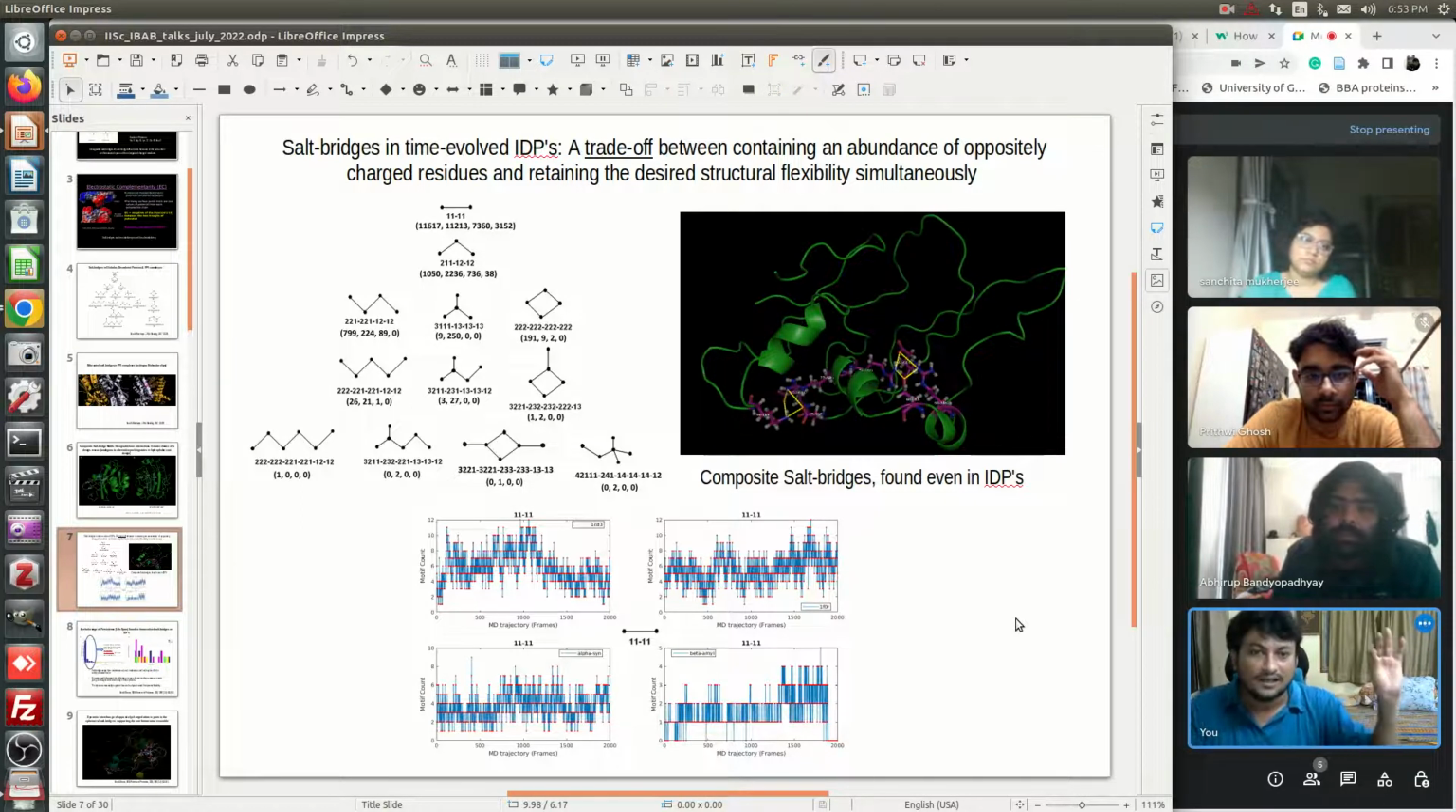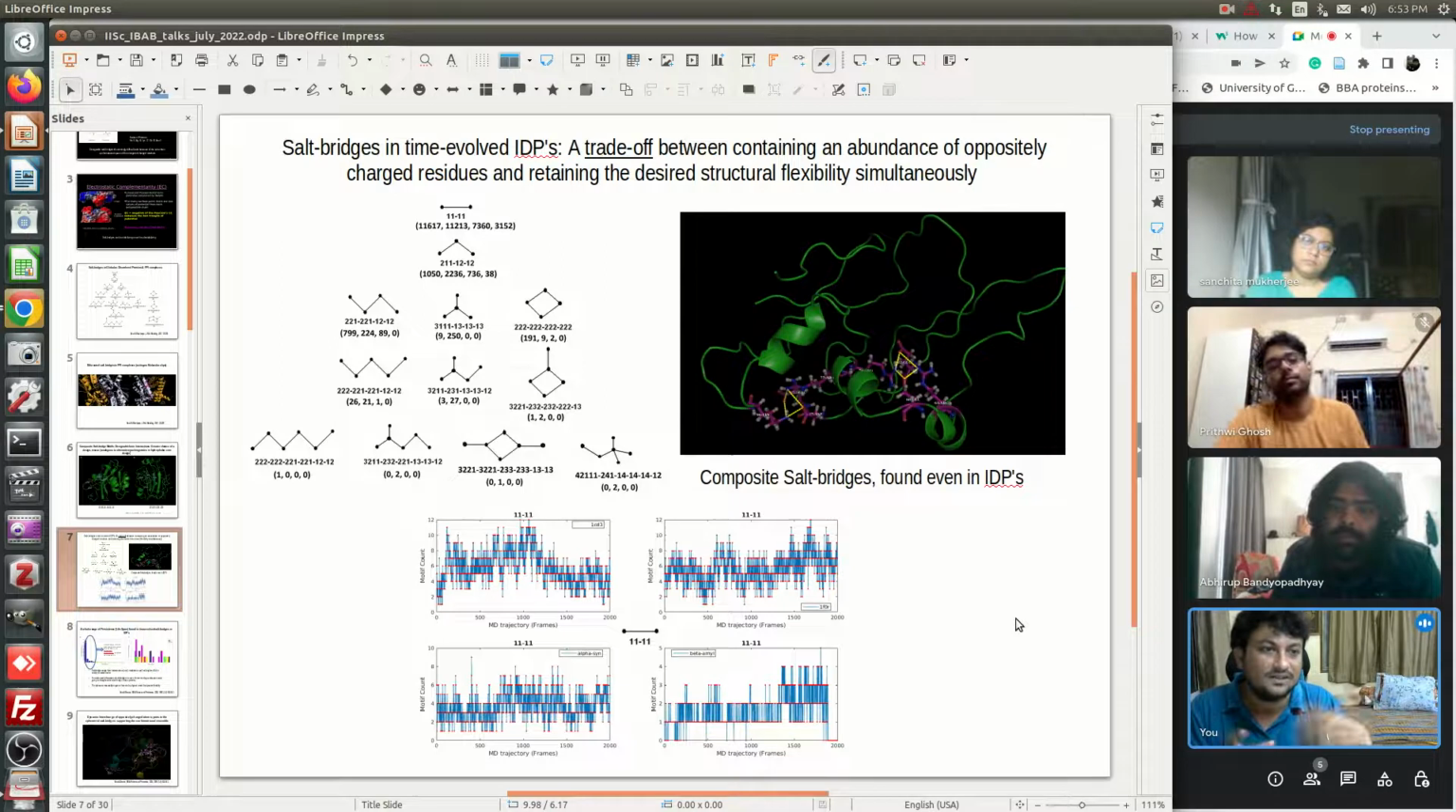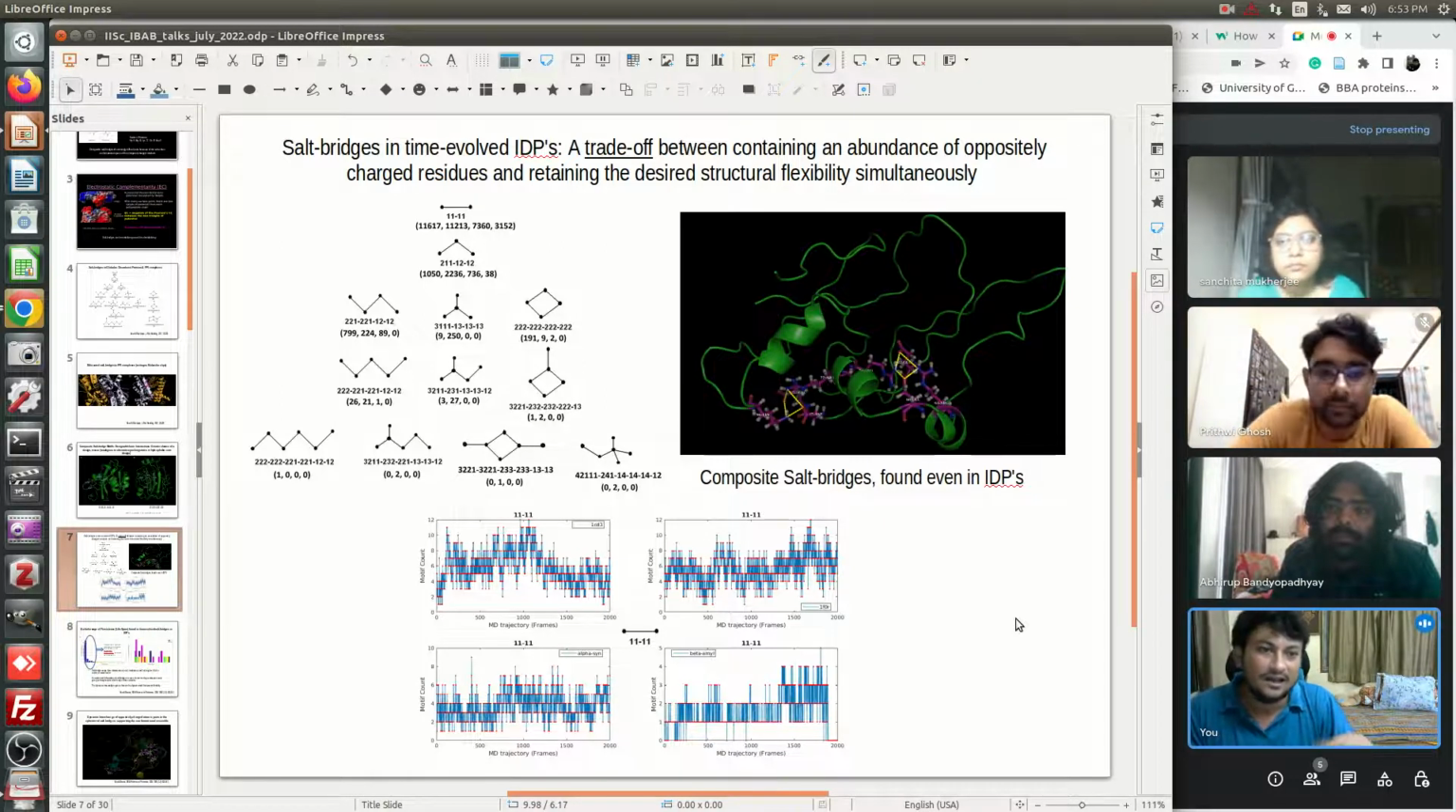So obviously there will be instances when two oppositely charged residues will come close, and probably there will be a formation of an ionic bond, and that will in turn impart local rigidity in the structure. So it seems paradoxical in the context of retaining physical flexibility. So how do these seemingly contradictory phenomena happen together? What is the mechanism, or is there a trade-off? That was our question.